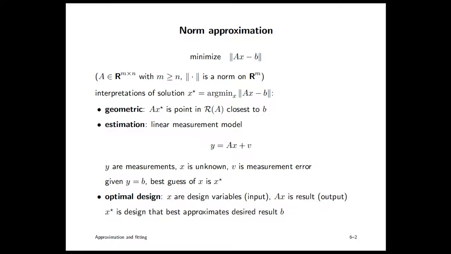These problems can be interpreted as three kinds of applications. In the geometric interpretation, we see that solving the norm approximation problem is equivalent to computing a projection of the b vector onto the A matrix. In an estimation problem, the problem is to make a sensible guess of the x value when the y value is given.